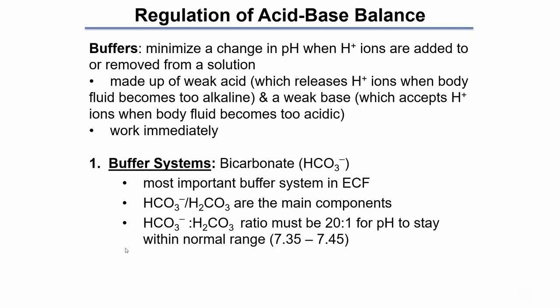It's by forming bicarbonate. So CO2 plus H2O will form carbonic acid in the presence of carbonic anhydrase. That's the enzyme found in red blood cells. And then carbonic acid, H2CO3, will dissociate to form H+ and bicarbonate. So that's how we form the bicarbonate from carbonic acid. And how do we form carbonic acid? From CO2. So really, in order for the bicarbonate buffer system to work, the ratio of the bicarbonate to carbonic acid has to be 20:1.